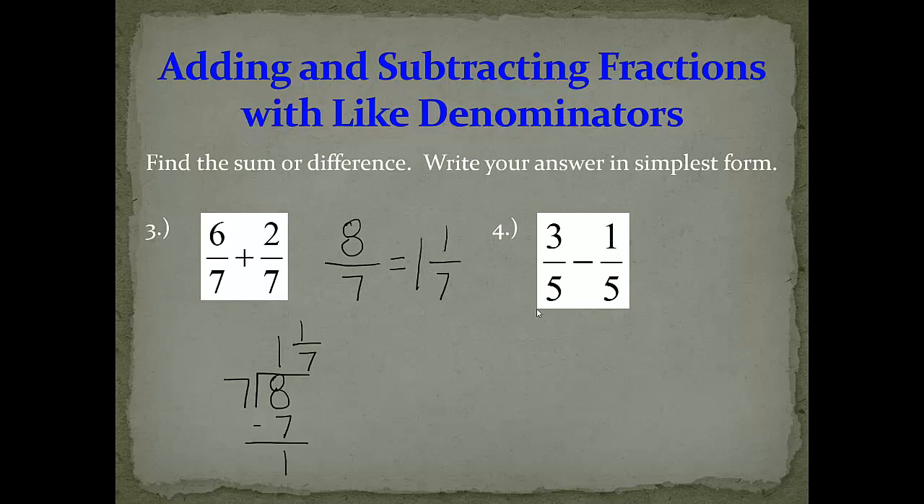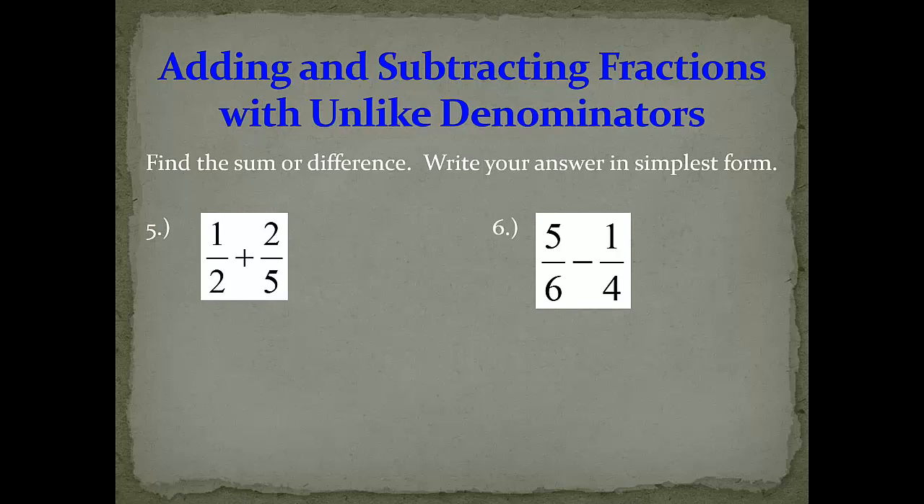For number 4, we have 3/5 minus 1/5. Our denominator is the same. Both fractions have a denominator of 5. So we're going to subtract our numerators. 3 minus 1 is 2. Our denominator will stay the same, so it'll stay 5. So 3/5 minus 1/5 is 2/5, and 2/5 is in simplest form.